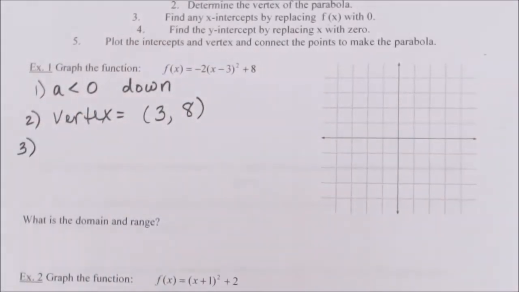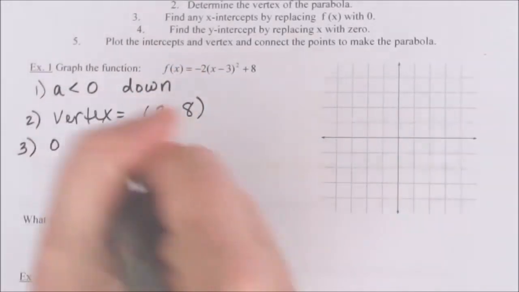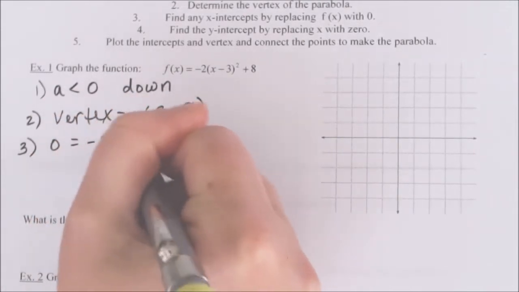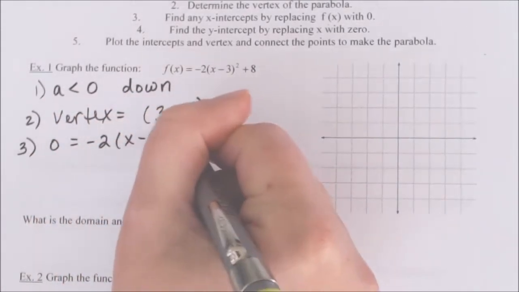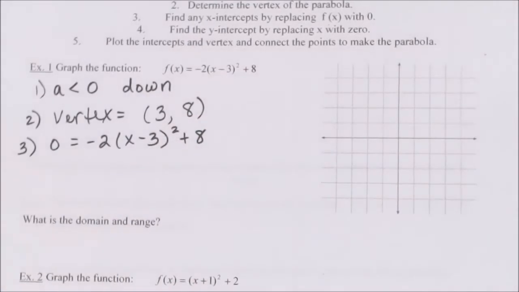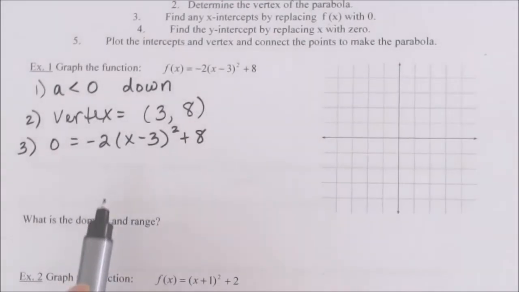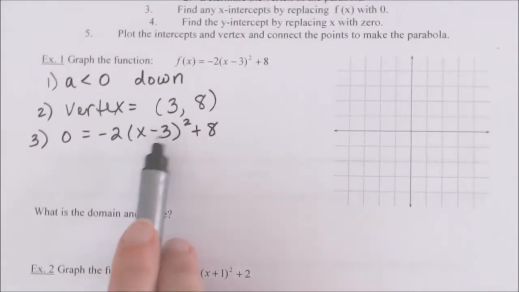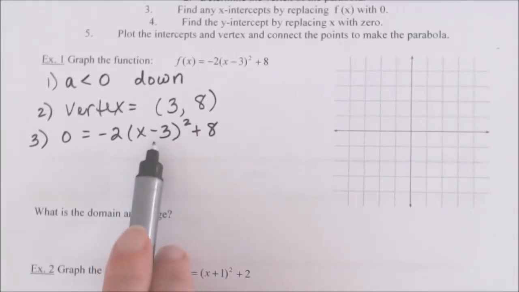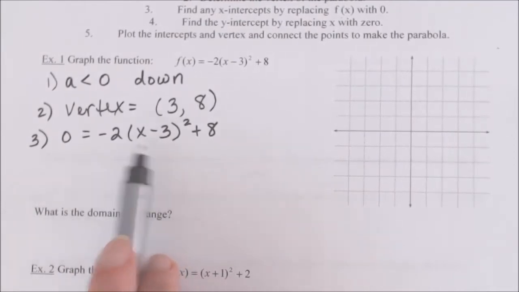Step 3 was to find any x-intercepts, so I'm going to replace f of x with a 0, and I'm going to solve for x. Now this goes back to some of the techniques we talked about in chapter 1 when we talked about solving quadratic equations. One way to solve this would be to use the square root method. That's probably the easiest way to solve this. Remember, the square root method said that we want to isolate whatever it is that's being squared. Don't FOIL that out. Let's try and get it by itself first and see what happens.